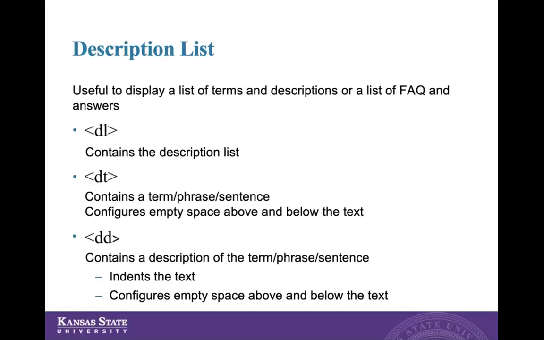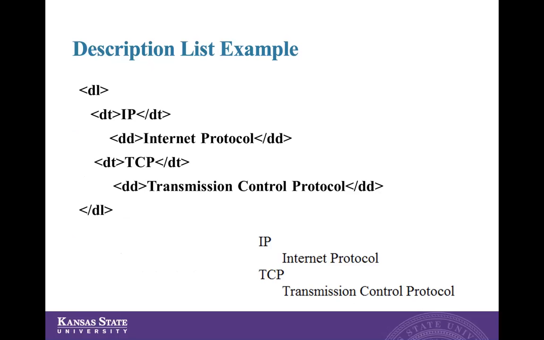There are basically three parts of this type of list. There's the DL tag, which contains everything. Think of your DL as the overarching part of the nest. DT contains our terms or headings, and it's going to put some space above and below that. And then our DD tag is where we actually put in the description, like our sentences and things like that. To see this a little better, let's look at this example here.